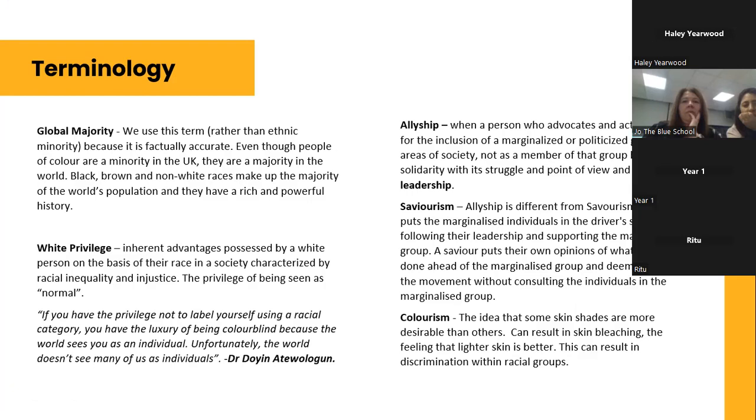And then colorism is some skin shades and this idea of it being more desirable than others, which can lead to real harm in global majority communities, skin bleaching and discrimination as well.